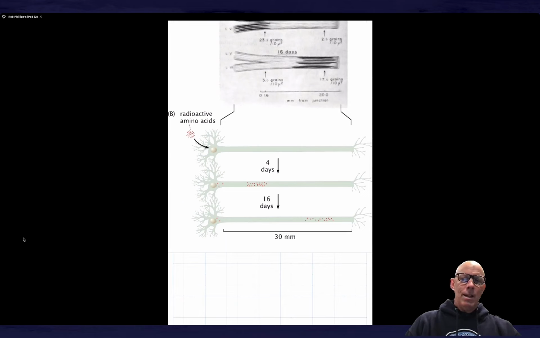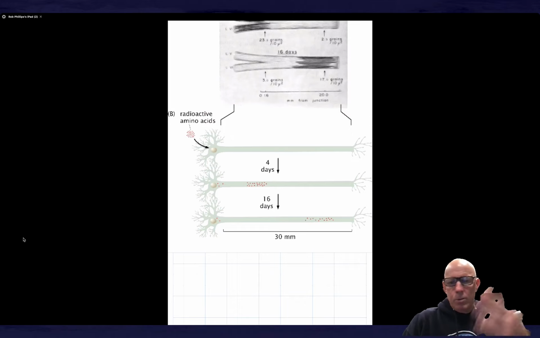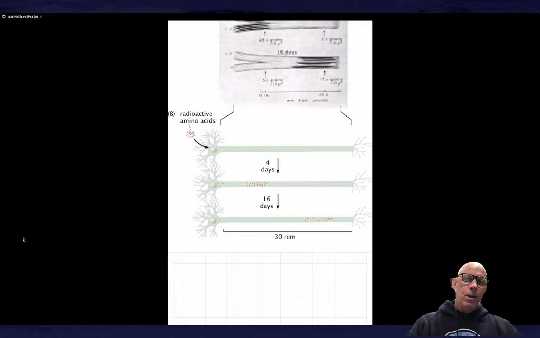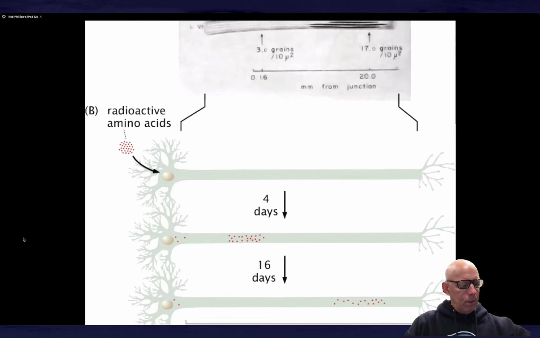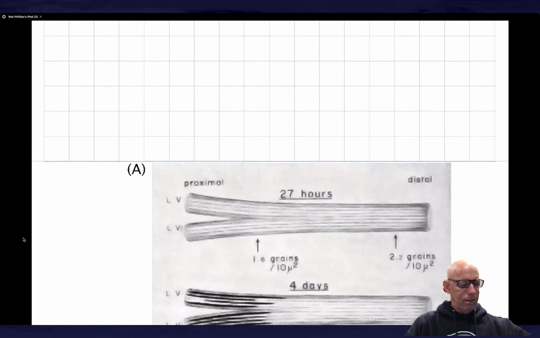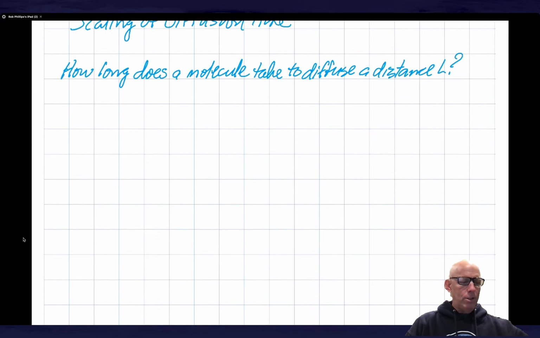and now each one of these amino acids has the capacity to do coin flips at every instant, and over time the radioactive leucine will spread across the cell, and we're curious about whether 16 days to travel 30 millimeters is a long or a short time. We want to have an intuition a priori as to whether or not that's a short or a long time. So those are kind of my two puzzles that set the stage for the bigger question, which is how long does a molecule take to diffuse a distance L.